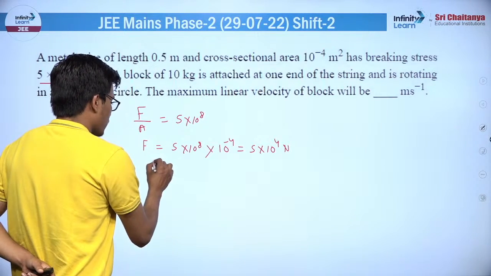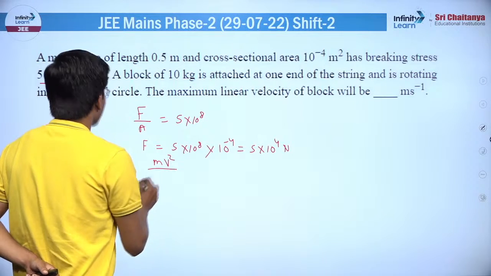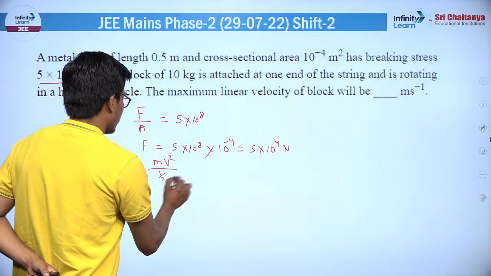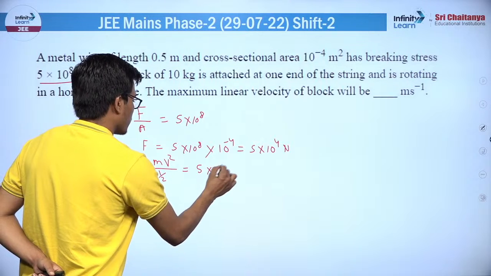Force for the circular motion, you need mv square by length. Length is given to you half, equal to 5 into 10 to the power 4.